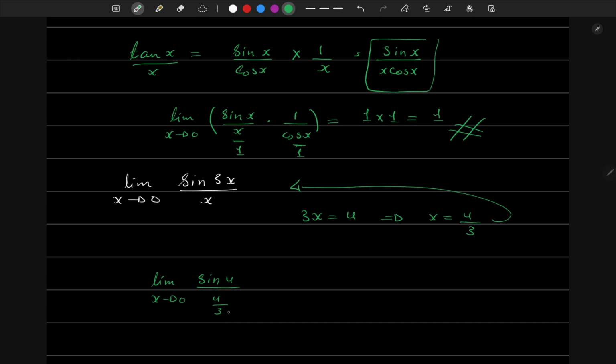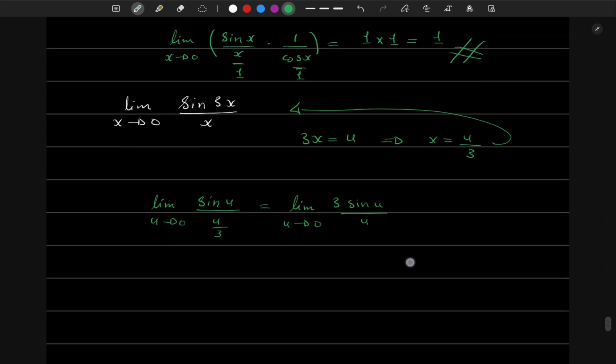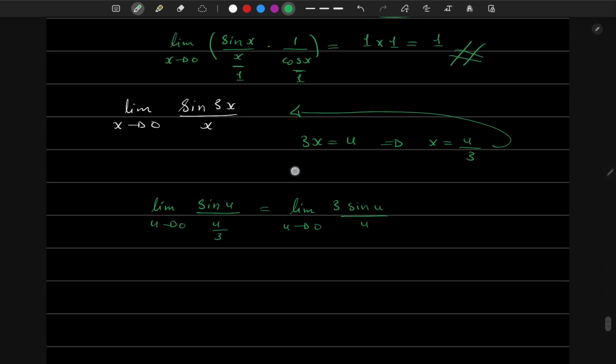And so the 3 is a denominator of a denominator, so it becomes the limit of 3 sine u divided by u, with u approaching 0 instead of x now. Because when x approaches 0, then u is also going to approach 0, because if 3x equals u and 3x approaches 0, then u itself is 0.